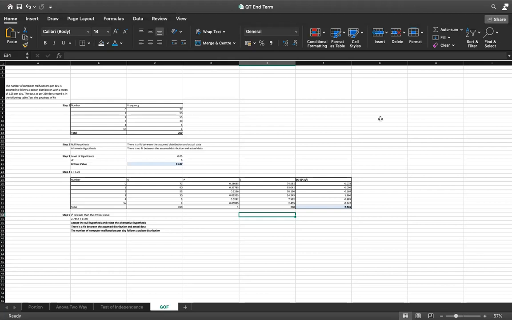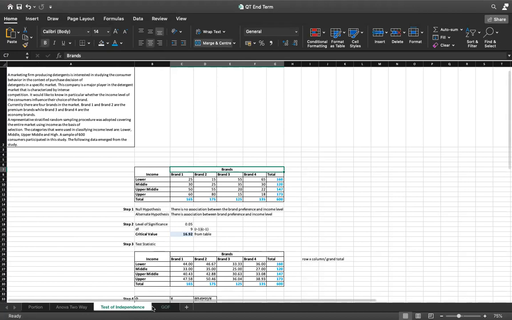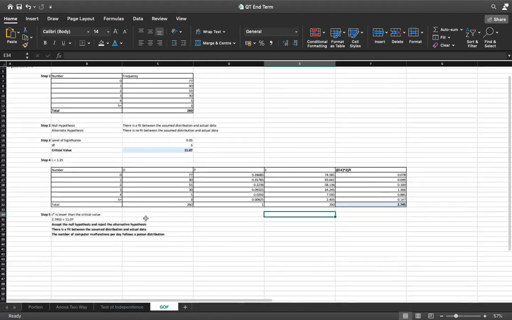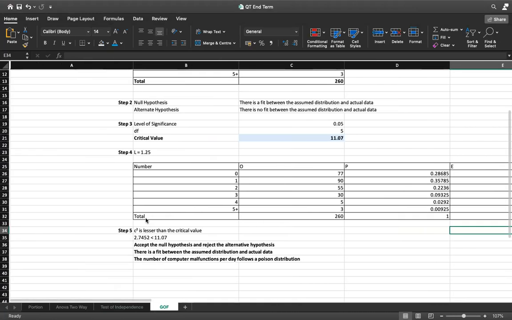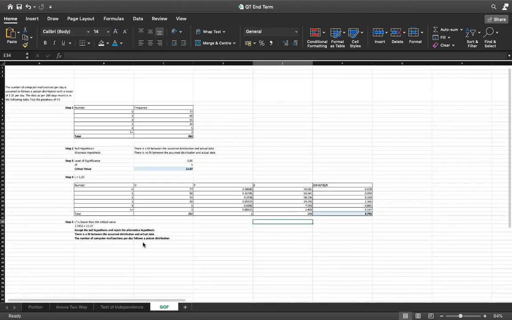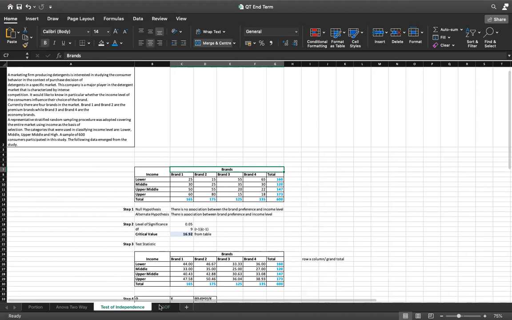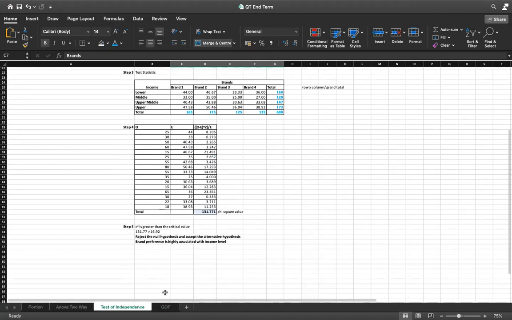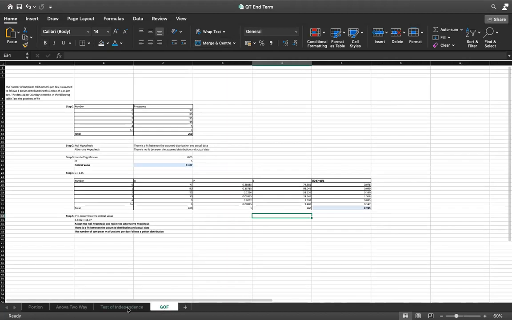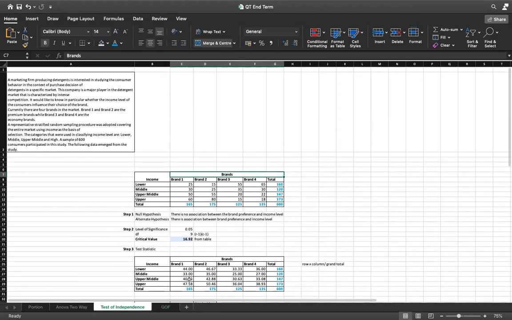So yeah, this was your chi-square testing. There are two tests: test of independence and goodness of fit. These two are pretty easy compared to ANOVA. It's not even lengthy. So just have a template ready and you will be good to go for both of these sums.